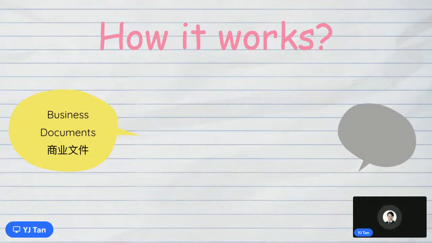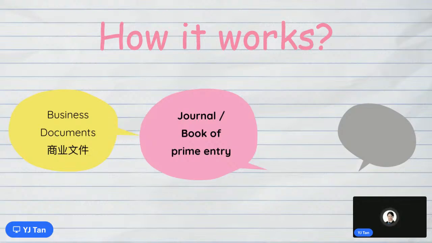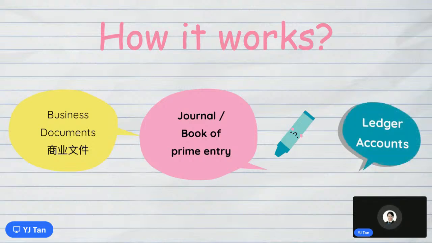So once we have all these business documents, the next thing that we need to do is to enter them into the book of prime entry, also named the journal. This is the next step after we get all the business documents. And the process after the book of prime entry is posting it. Remember the previous definition: posting all the books of prime entry, consolidating them and entering them into the ledger account. So this is the entire process of how to do it.